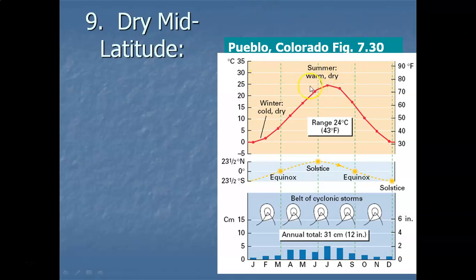So we're going to do the dry mid-latitude, and our representative location is in Colorado, right at the base of the Rocky Mountains, a town called Pueblo. Now you go just north of Pueblo, and you've got Colorado Springs and Denver you may be more familiar with. But all 3 of these cities are located right at the base of the Rocky Mountains.